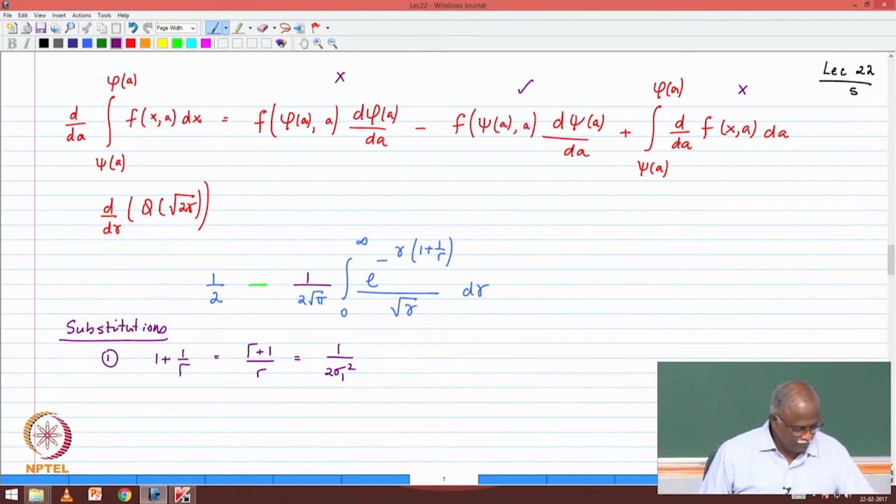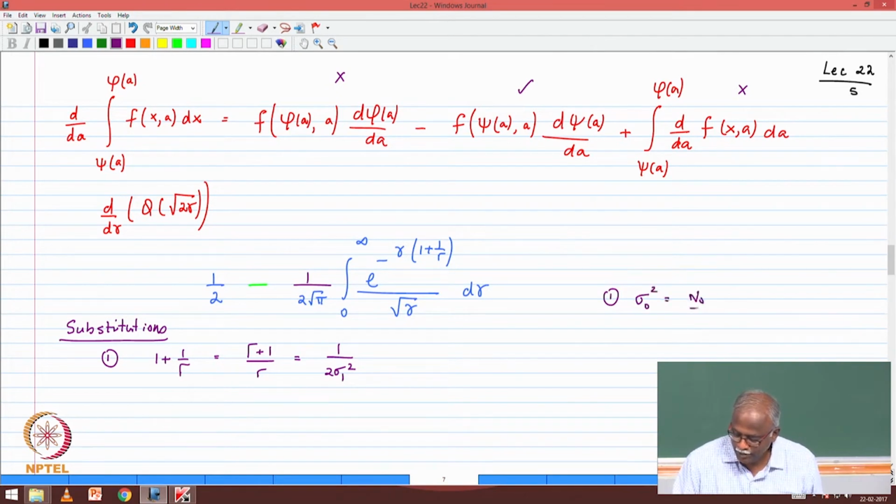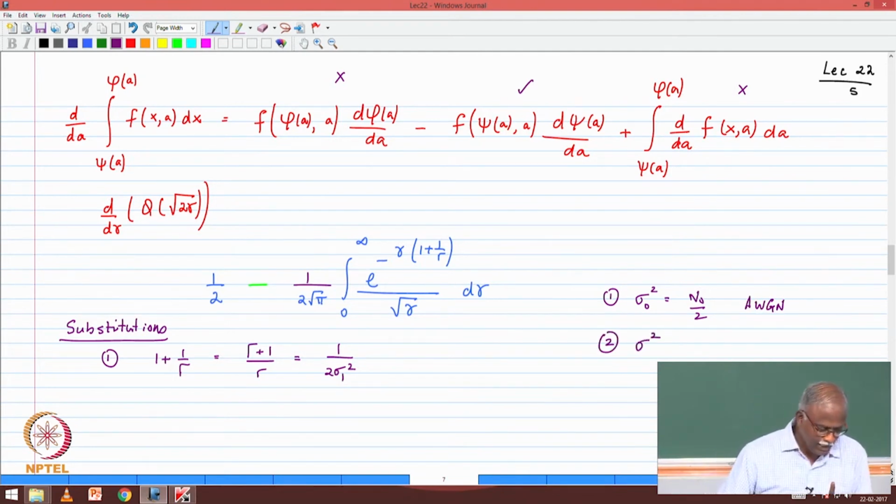But before I do that, I must now tell you that we now have 3 sigmas that are present in our discussion. The first one is sigma naught squared equal to N naught by 2. What's that? That's AWGN. That is the additive Gaussian noise that is always present, whether fading is present or not. So this is related to AWGN. Then there is a sigma squared which is related to the Rayleigh fading, the real and imaginary parts.